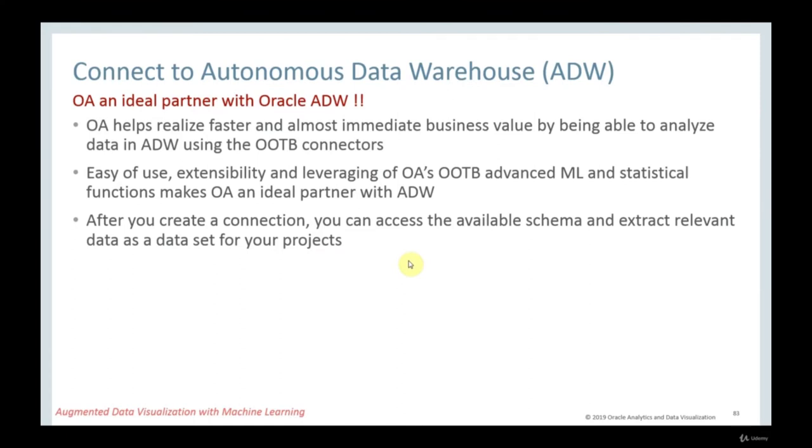Autonomous Data Warehouse. After you create a connection, you can access the available schema and extract relevant data as a dataset for your projects. Apart from immediate visualization on your warehouse data, you can use this feature to blend data from warehouse and external data from any source to create your self-service discovery-based analytics. In the following demo, you will quickly learn to create a connection and create a dataset for further analysis.